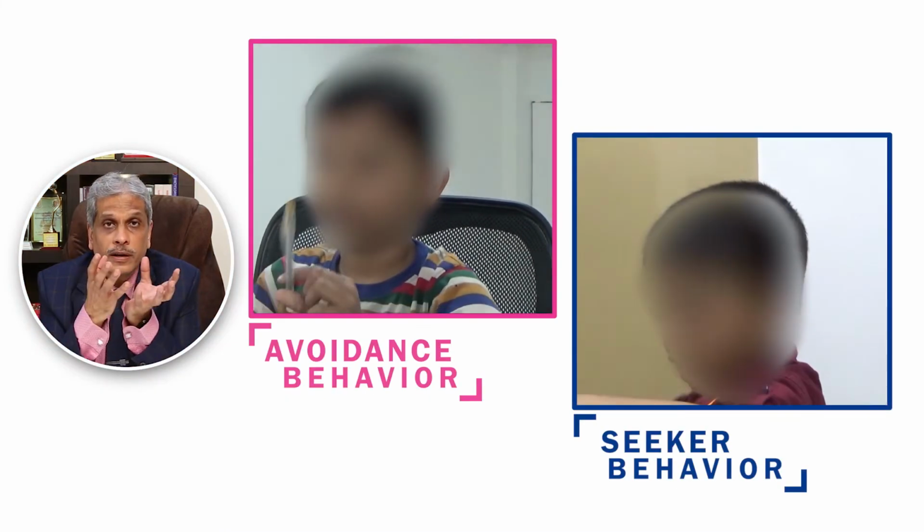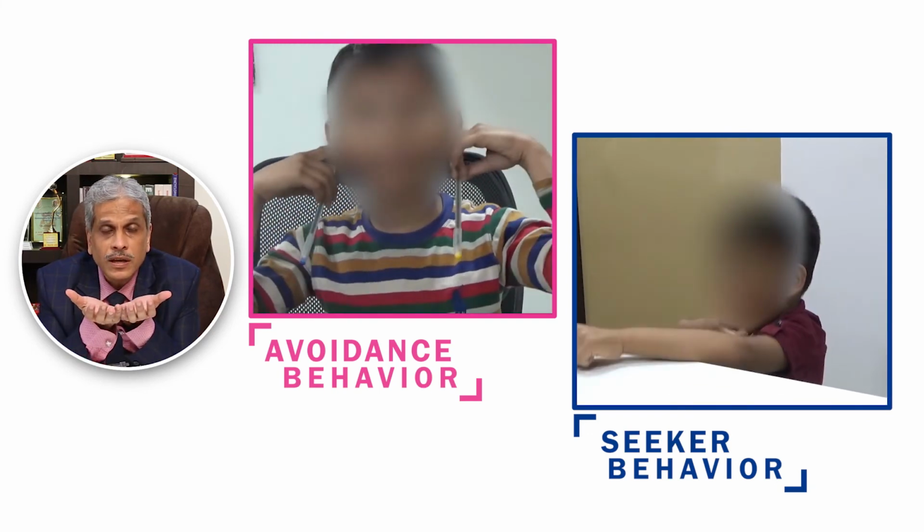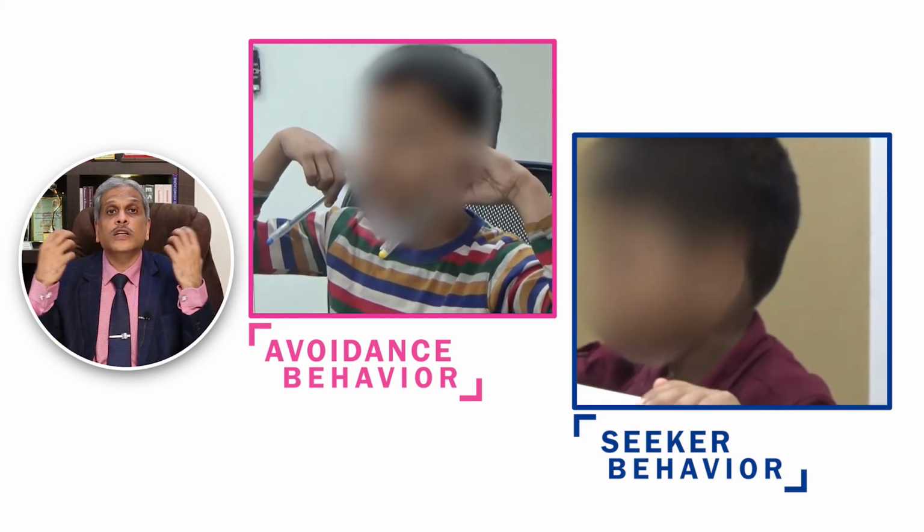So in auditory, in the avoidance behavior, the child avoids noise, and in the seeker behavior, the child tries to seek noise. This is how various repetitive symptoms in autism can be explained by the variation in the senses. We talked of the auditory sense in this video.